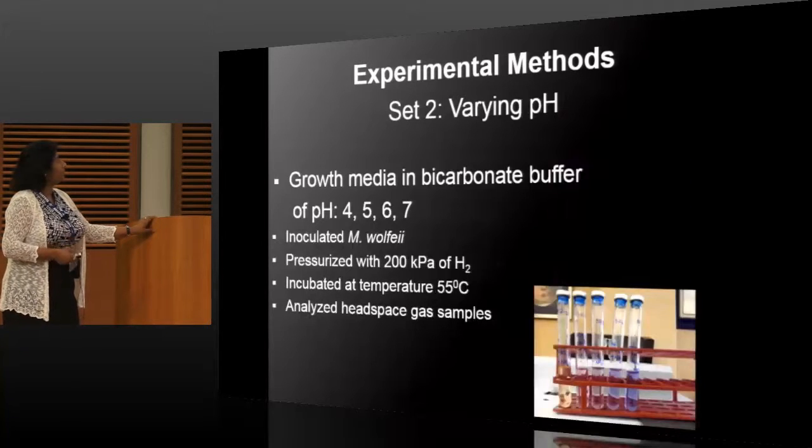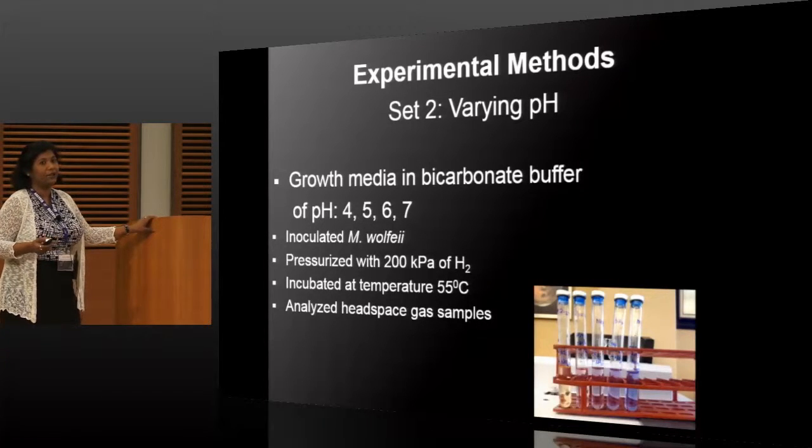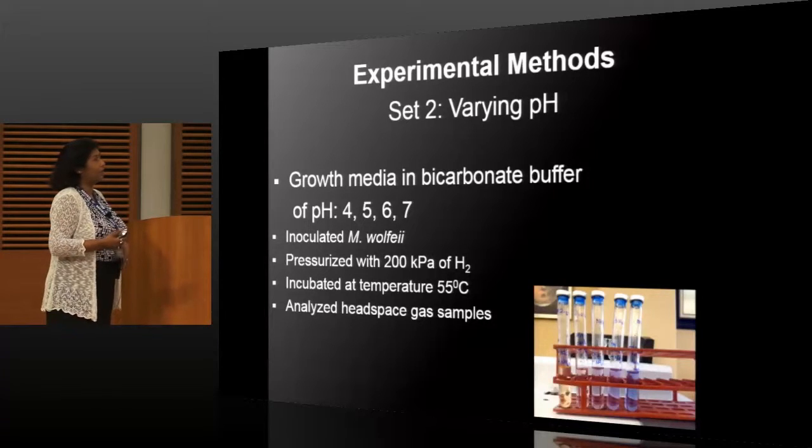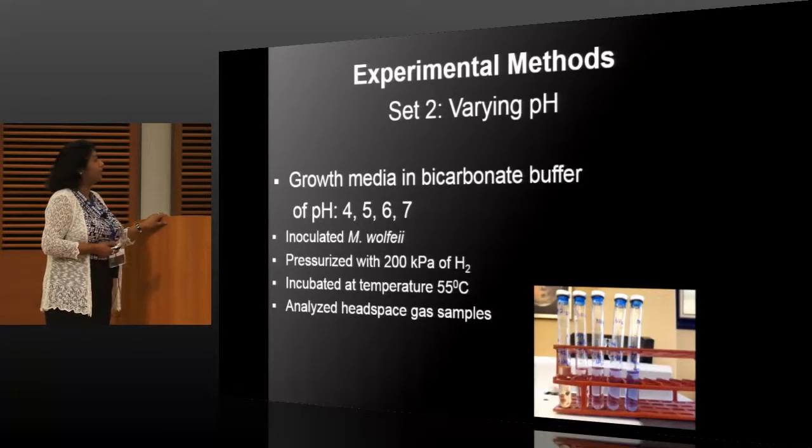Second set was varying pH, in which we made media in bicarbonate buffer of different pH levels: 4, 5, 6 and 7. And again they were pressurized with hydrogen and incubated at their optimum growth temperature, which is 55 degrees centigrade, and headspace gas samples were analyzed periodically.